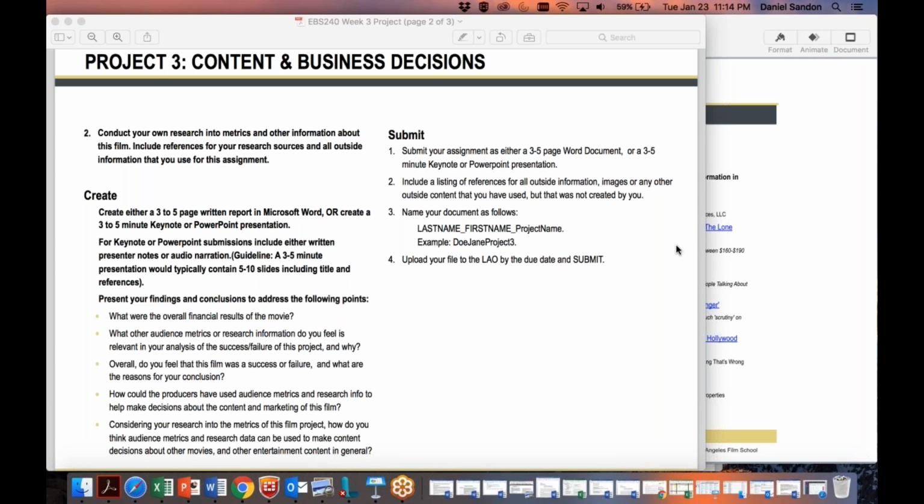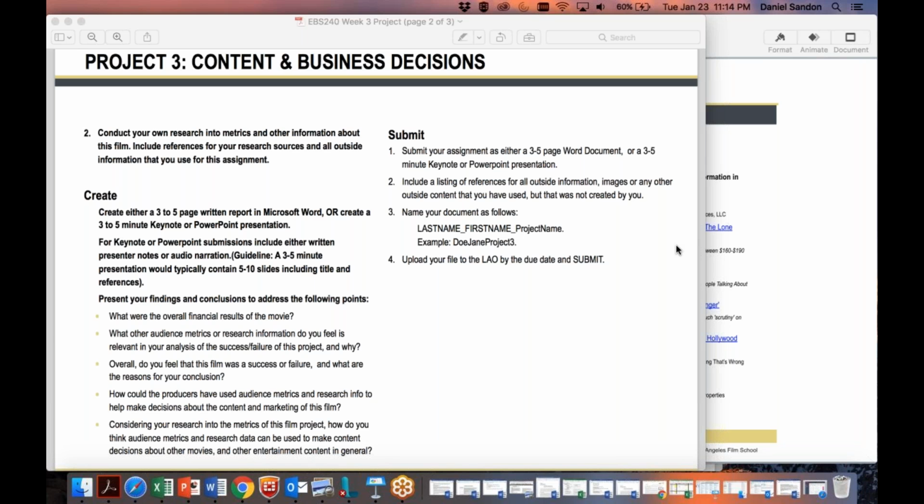So number 2 here says, conduct your own research into the metrics and other information about this film. Include references for your research sources and all outside information that you use for this assignment. And so here's what we want you to create. You can create either a 3 to 5 page written report in Microsoft Word, or create a 3 to 5 minute Keynote or PowerPoint presentation. For Keynote or PowerPoint submissions, include either written presenter notes or recorded audio narration.